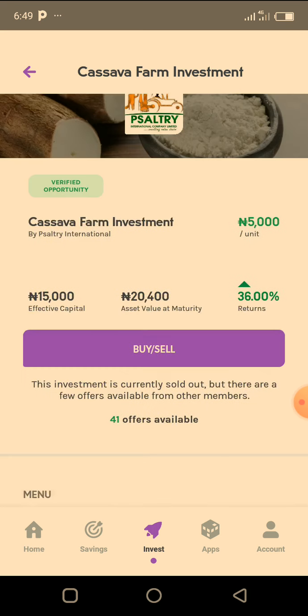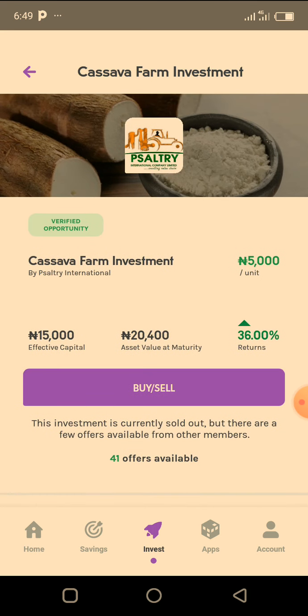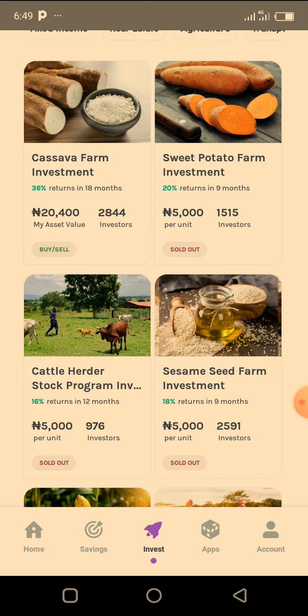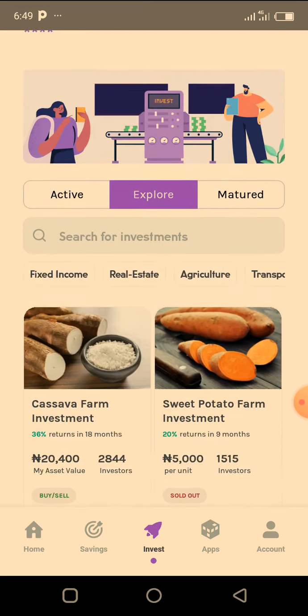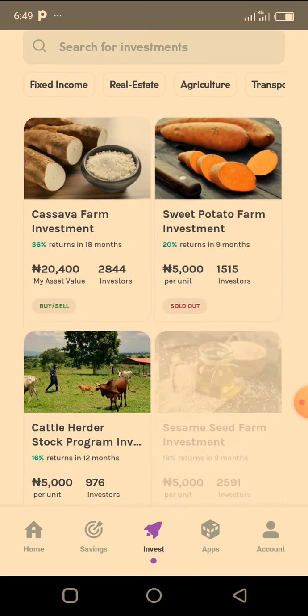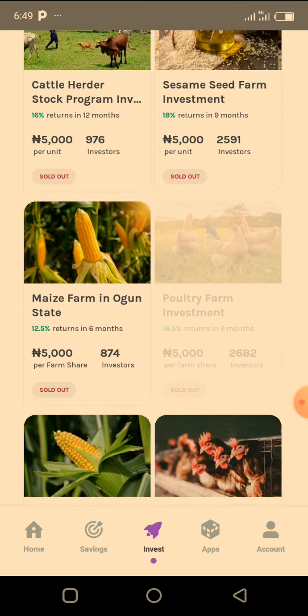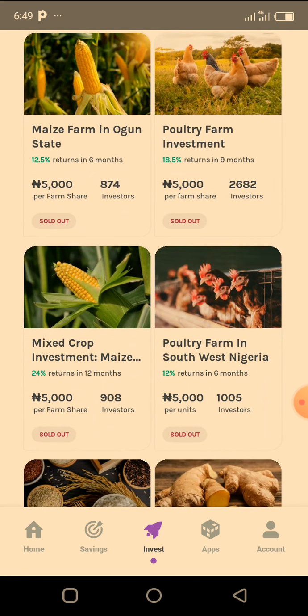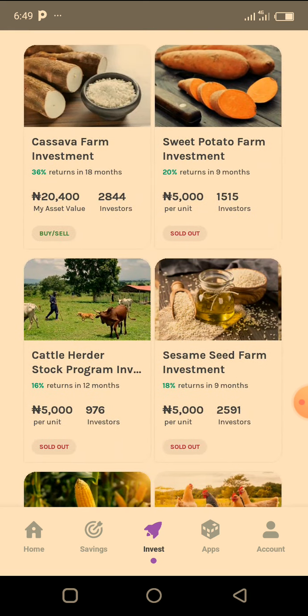This one is selling 5,000 for 1 unit. So I think we have 11 offers. You can buy 10 units. That's 50,000 naira if you wish to. So that's how the investment works. Anytime you open your Piggyverse, check and see whether investments are available. Invest in them. Each of them always has high returns. This is the highest I've seen, 36%.